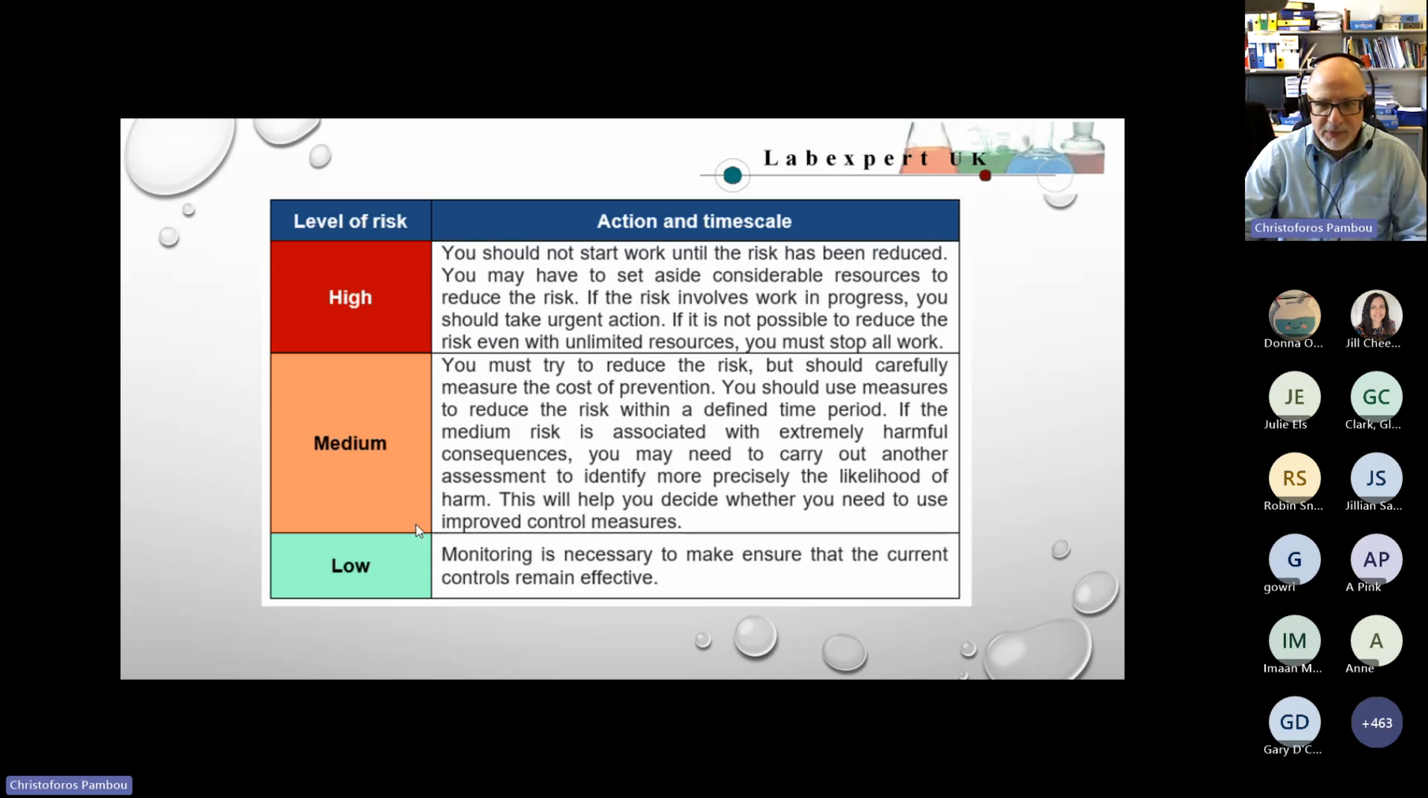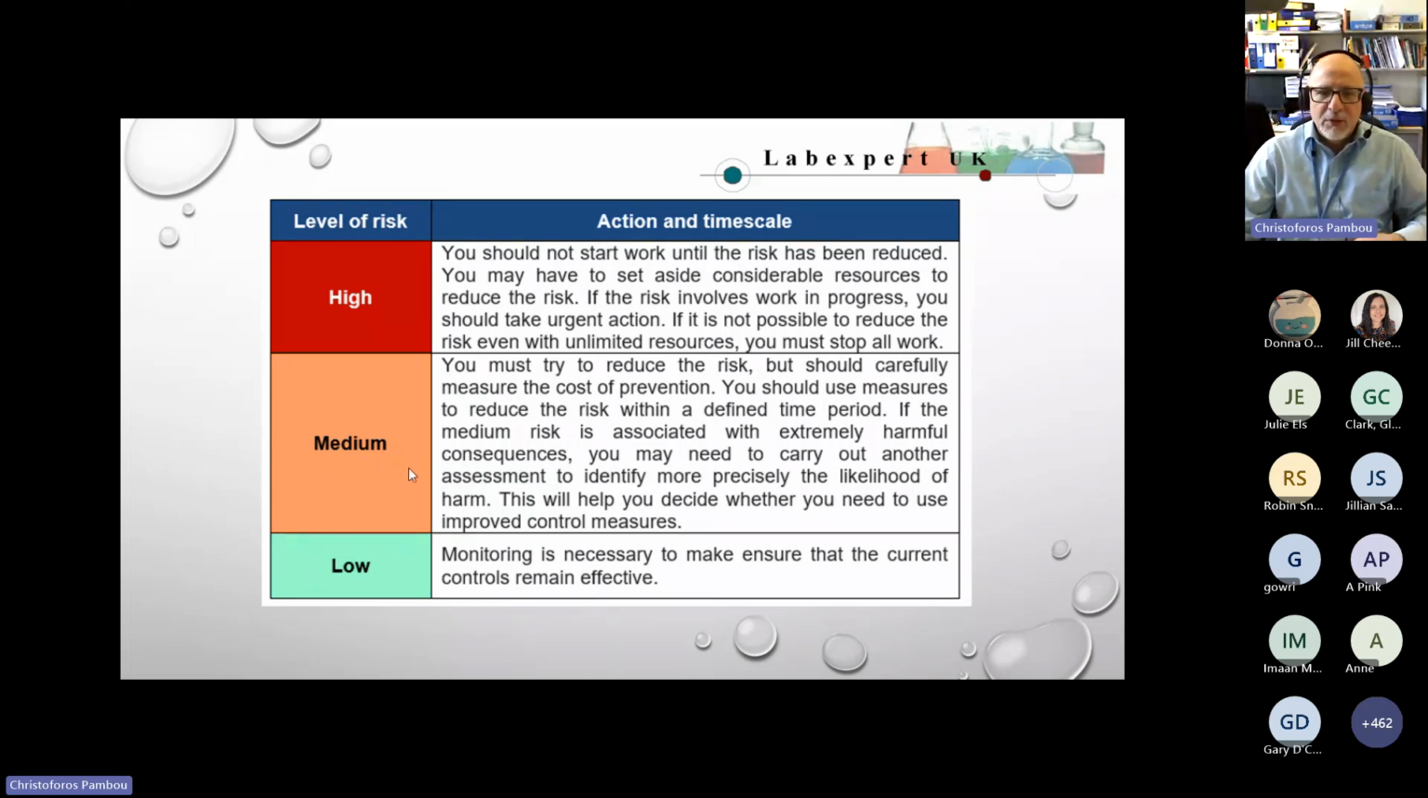And here it indicates the level of the risk with the action and time scale. So when we look at the low risk levels, monitoring is necessary. We still monitor it, even if it's low, to ensure that the current controls remain effective. We always review our risk assessments. And I will talk a little bit more about the review in the next few slides.